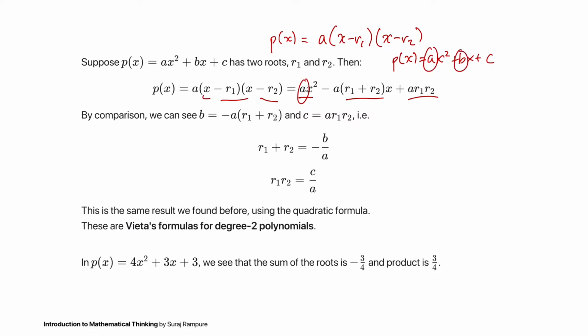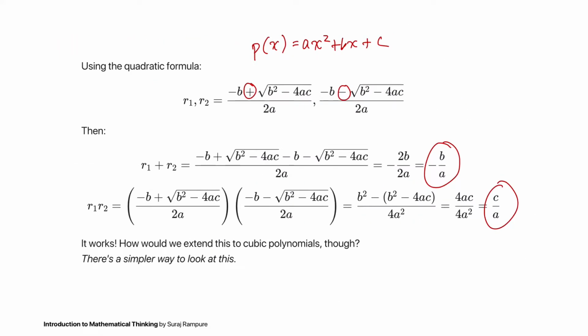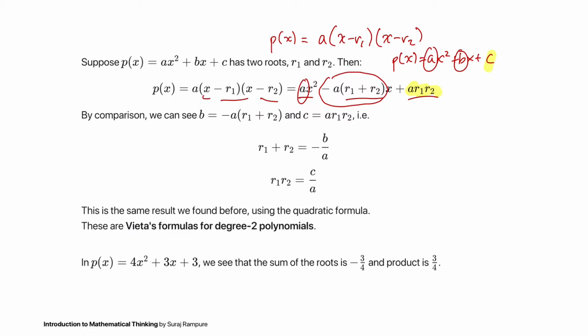I have that b is equal to negative a times (r1 plus r2). And I have that c is equal to a times r1 r2. Right? And so by doing a little bit of rearranging, I find that r1 plus r2 is equal to negative b over a, and r1 times r2 is equal to c over a. Okay? And it's not a coincidence, those results match up with what we got with the quadratic formula. But here we didn't use the quadratic formula at all, and this logic can be extended to polynomials of degree 3, degree 4, and just an arbitrary degree of polynomials.